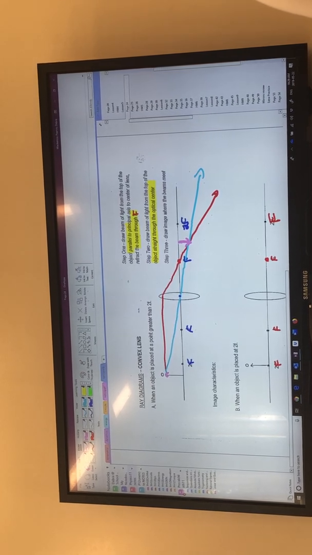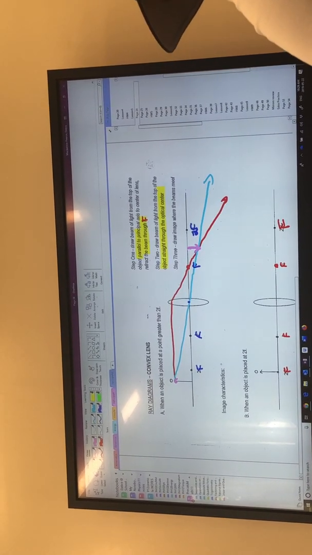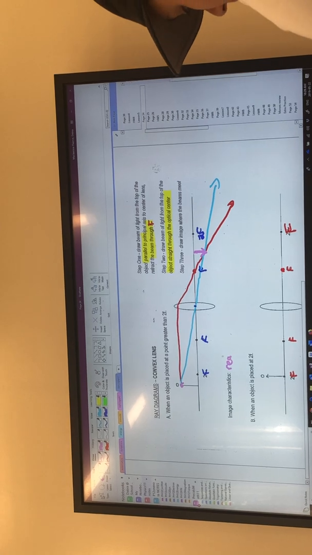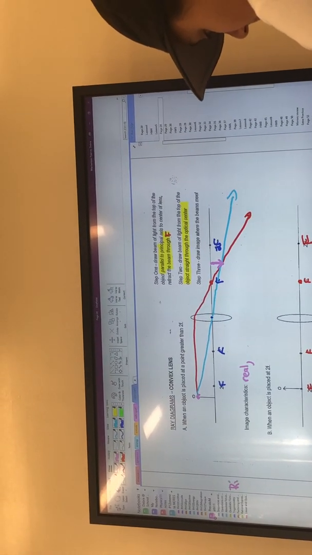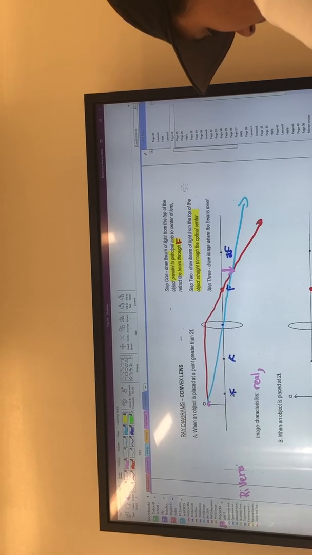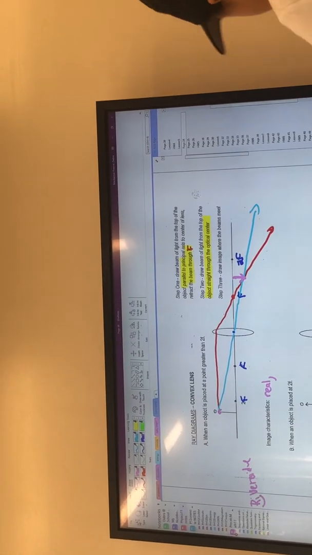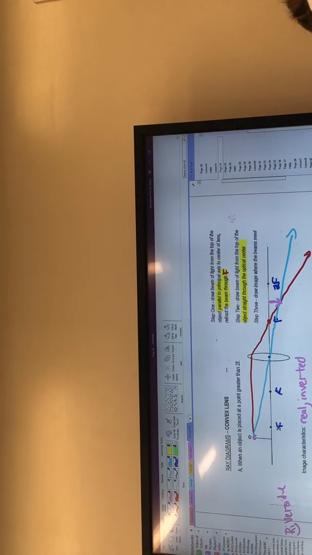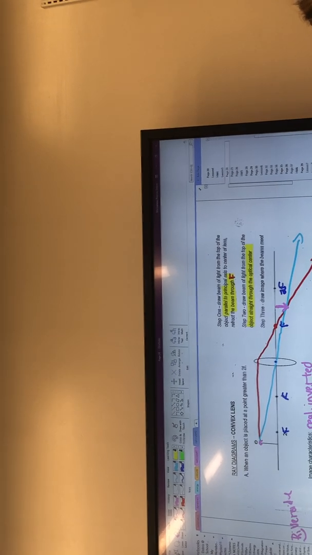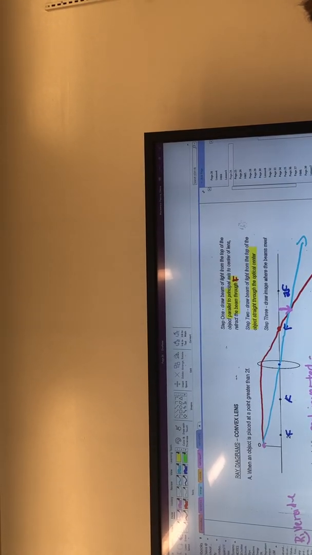So the image is going to be real because we've had solid lines crossing. And we know real, inverted. Well, obviously it's inverted. And we said anything that's between the F and 2F, or F and C, is always going to be smaller.